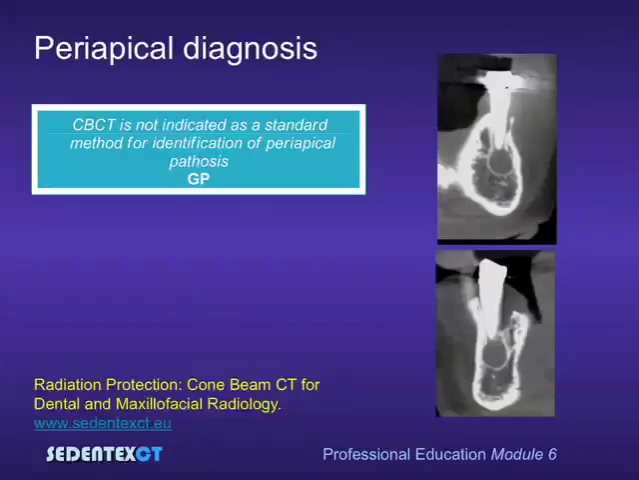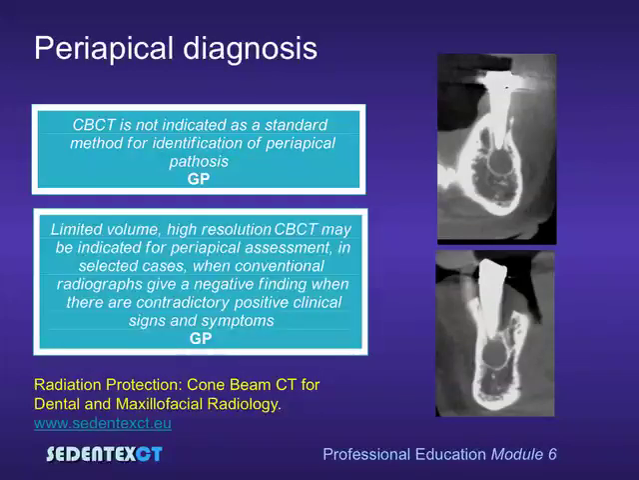As a consequence, the Sedentex CT guidelines could only give good practice guidelines in this area, but concluded that cone beam CT should not be used routinely for the identification of periapical disease. But they did say that cone beam CT may be considered for periapical assessment in selected cases when conventional radiographs give a negative finding when there are contradictory positive clinical signs and symptoms.